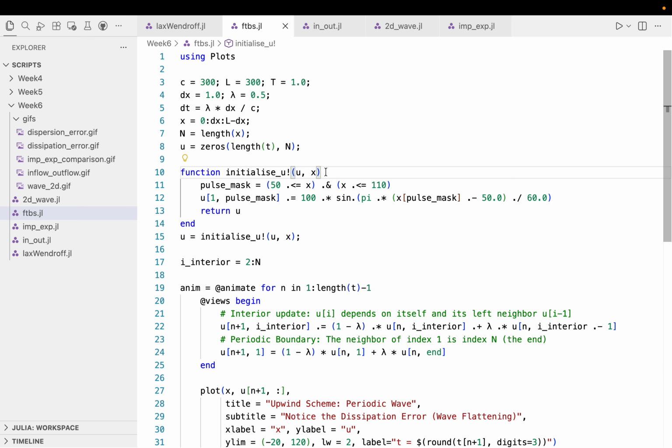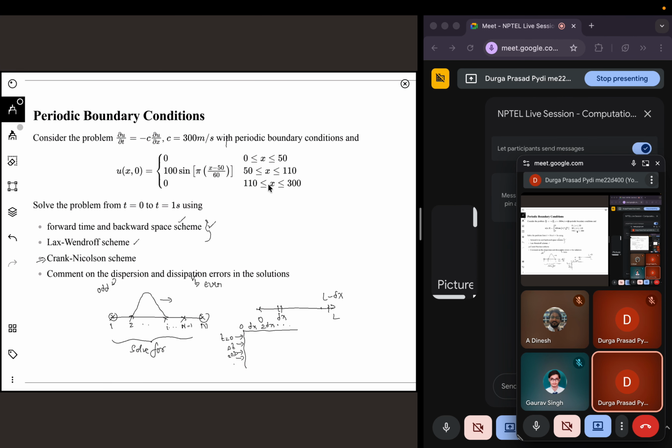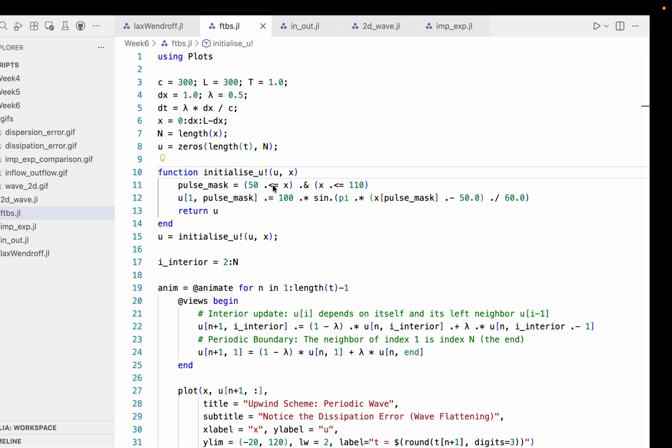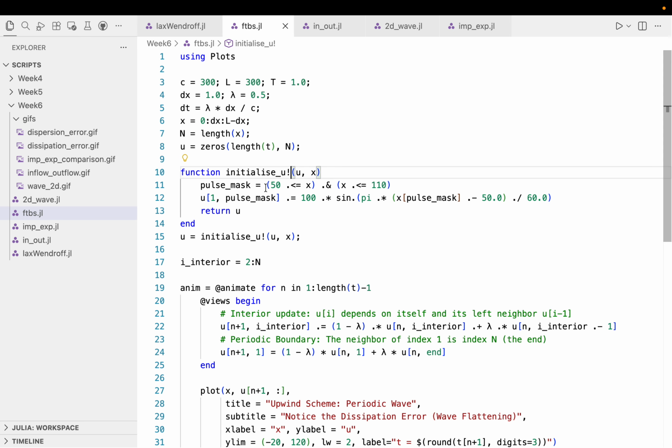The first function is to initialize the value of u. In Julia, we add this exclamation mark to say that you don't store a copy, you change the actual value of the array itself. So when I write u equal to initialize u of u, this actually does it in place. First we are creating a mask. Based on the function that we have, for 0 to 50 it is 0. Only between 50 and 110 we have a pulse. So in order to say that, we give the criteria 50 to 110, we create a mask, and then only for those values at the initial time. The indexing in Julia is basically like MATLAB. It starts from 1 instead of 0 like Python or C or any other languages.